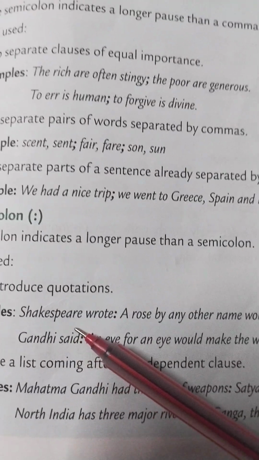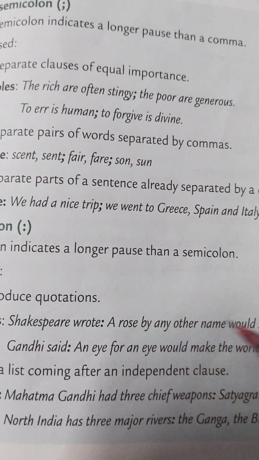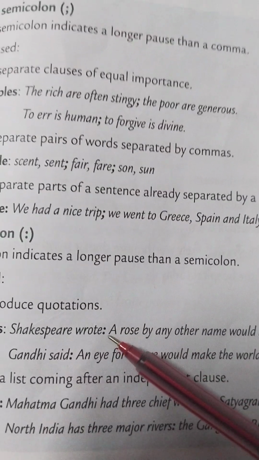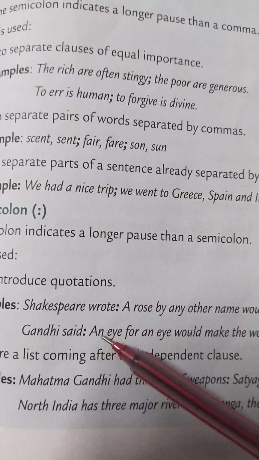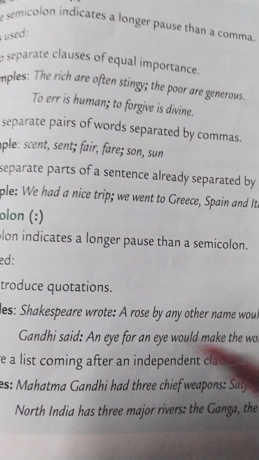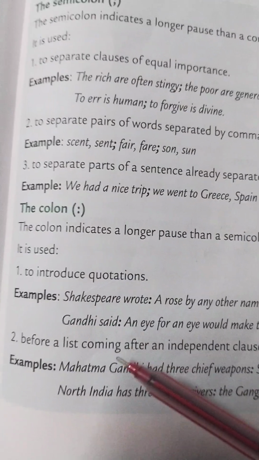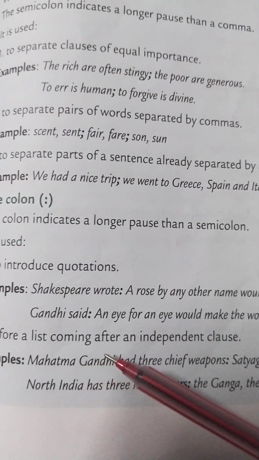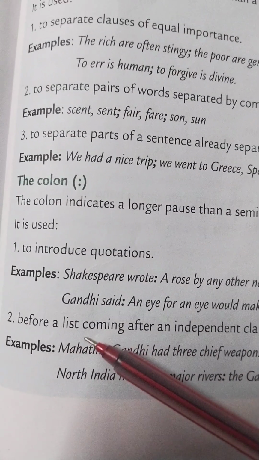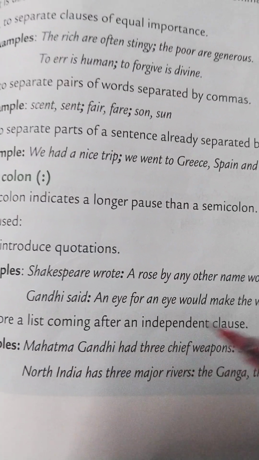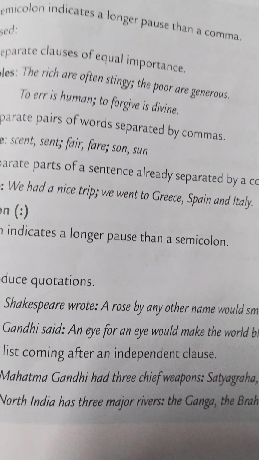For example, Shakespeare wrote: now we want to introduce this quotation, so we have used a colon before it. Then Gandhiji said: now we want to introduce the quotation, we have used a colon here. Okay. Now, before a list, coming after an independent clause. We use a colon before a list coming after an independent clause.